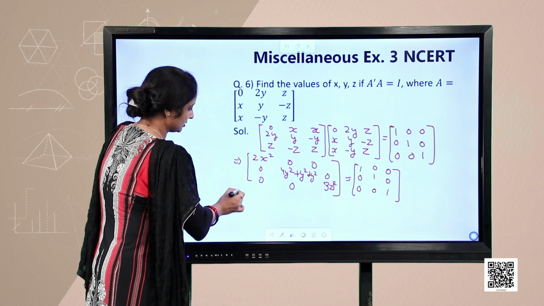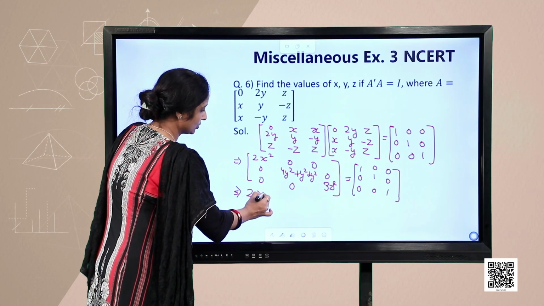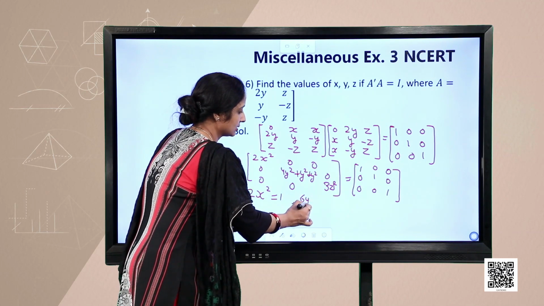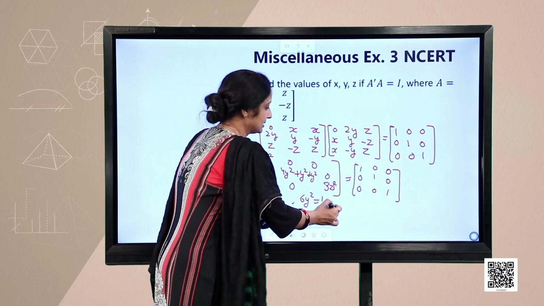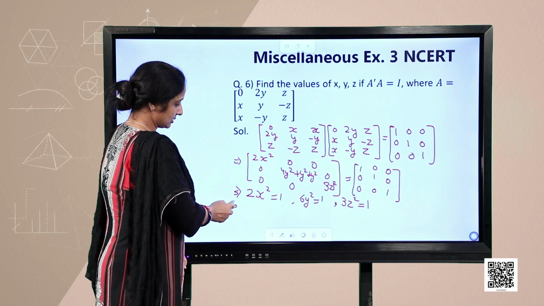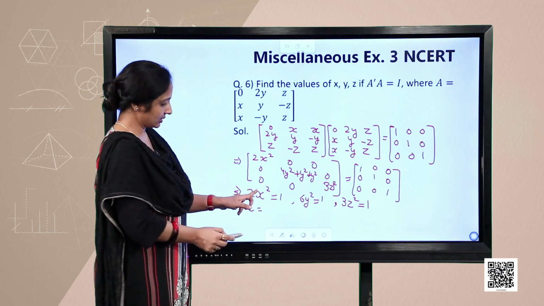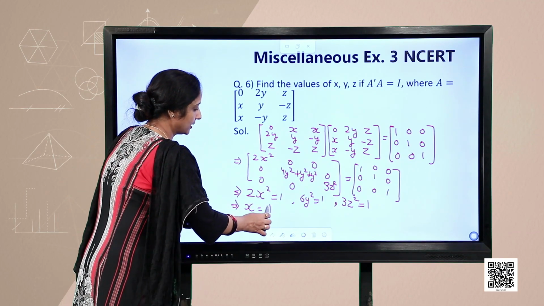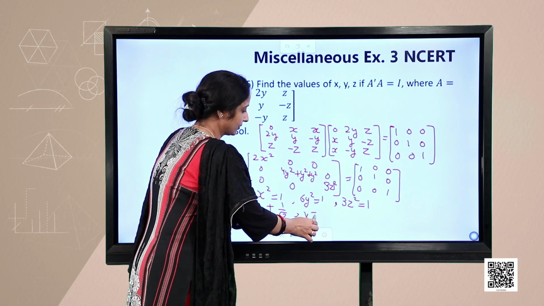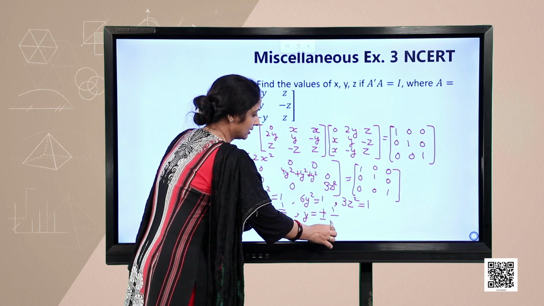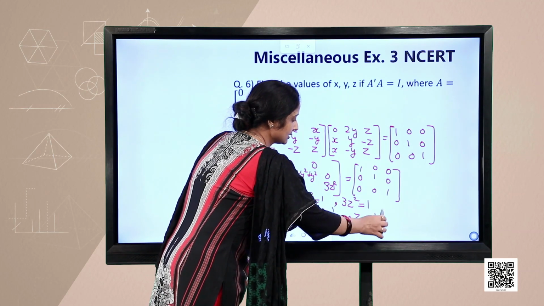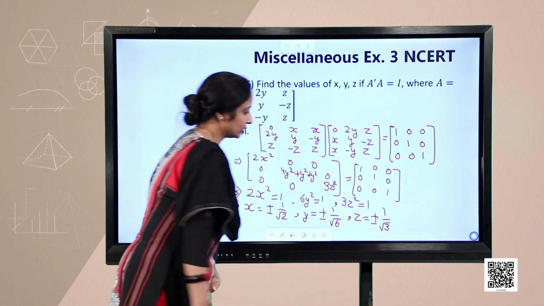Then you can equate the corresponding elements, which is giving you 2x square as 1. This is actually 6y square. So, this is giving us 6y square as 1. Last term is 3z square, which is also equal to 1. So, all these terms are giving you x square equal to 1 by 2. So, x will become plus minus 1 upon root 2. Similarly, you can calculate y as plus minus 1 by root 6. And lastly, you can calculate the value of z as plus minus 1 upon root 3. Fine.